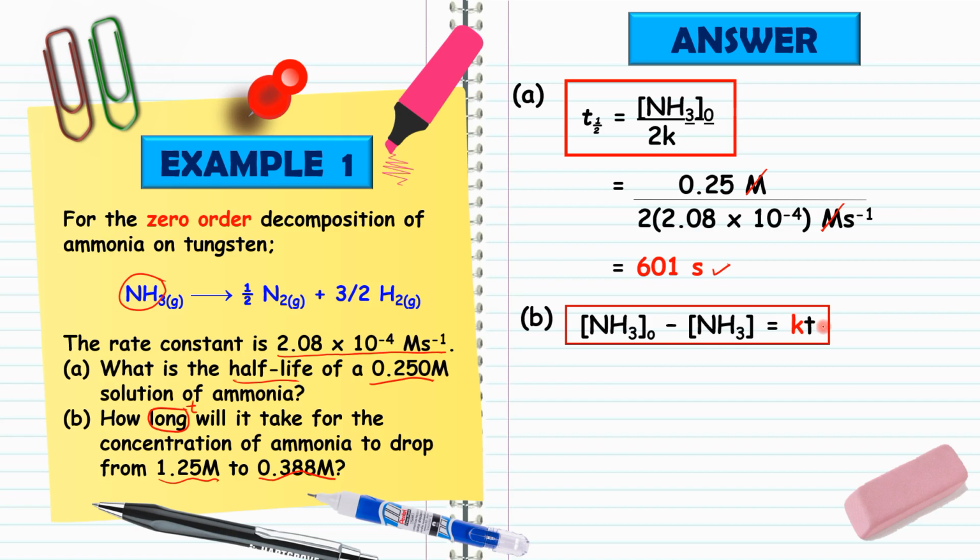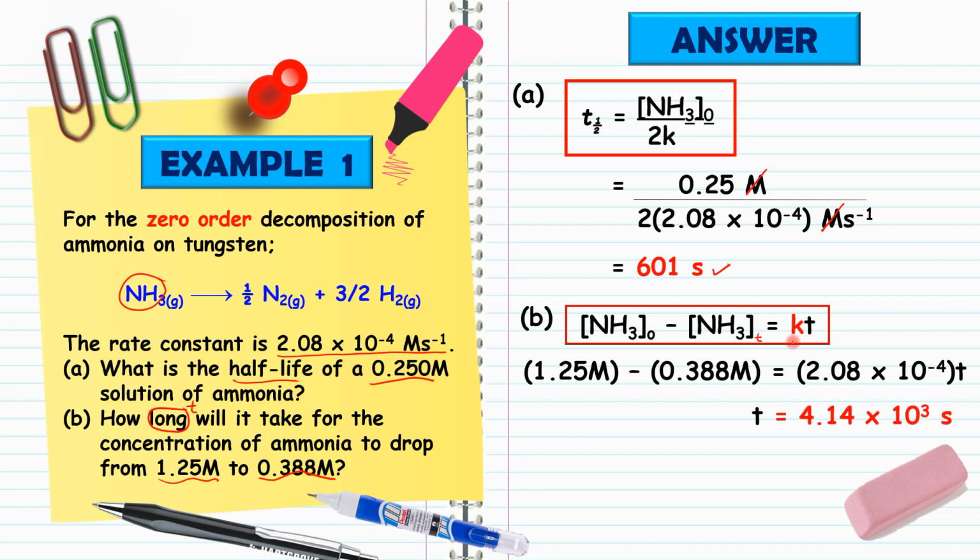Okay, since there are differences in the concentration of the reactant, substitute the values. The initial concentration of ammonia is 1.25, and the concentration of ammonia at time t is 0.388 molar. Also substitute the value of K. So you get the time taken for the ammonia to drop as 4.14 times 10 power of 3 seconds.